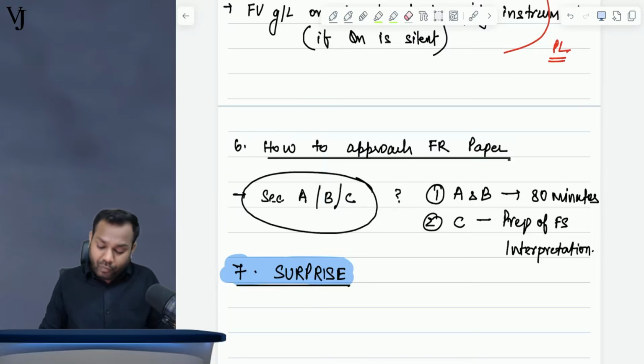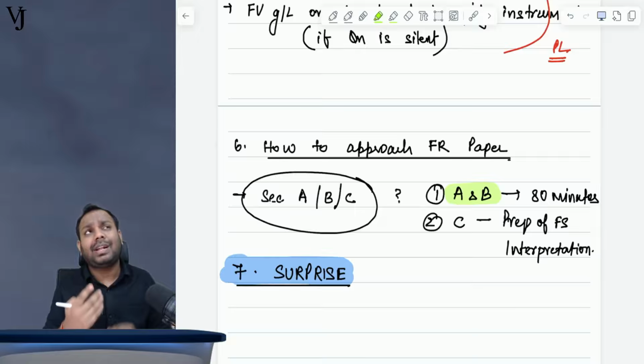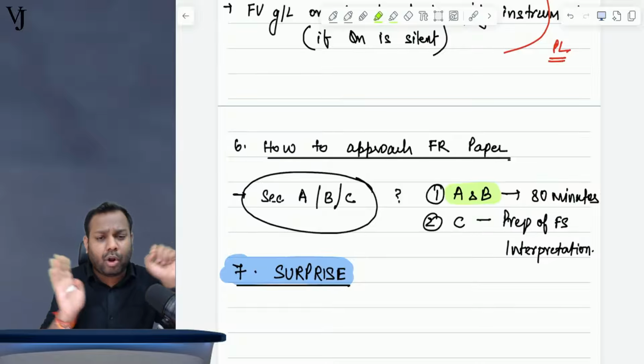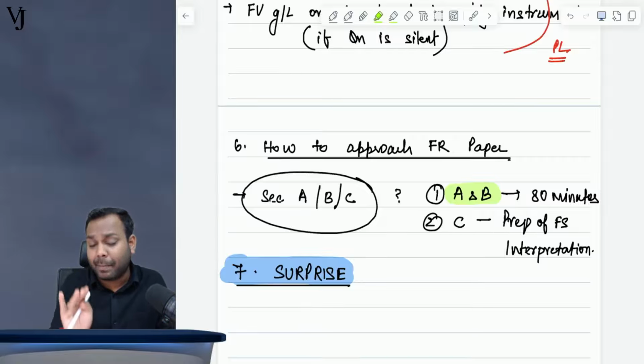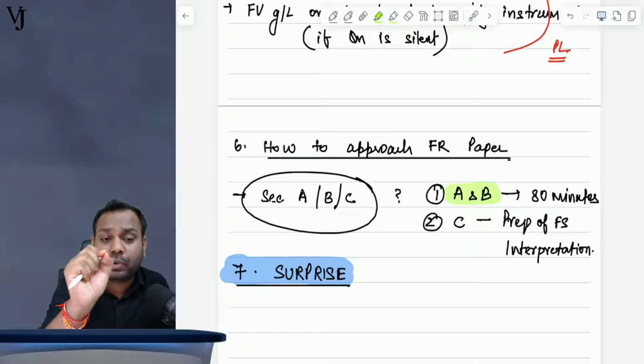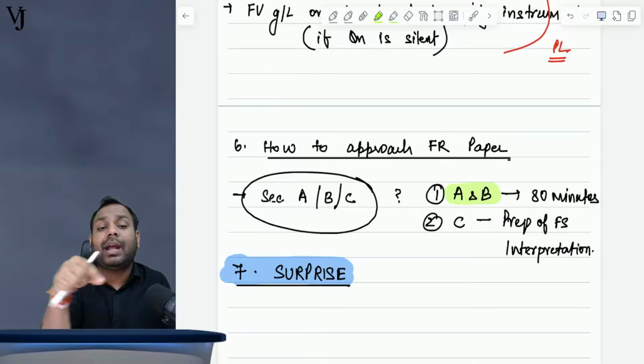But now when you are approaching section A and section B, and if you see that there is some complex question, or you don't know the answer of it, or you think that this question will take a lot of time, what I will recommend here is just flag that question and move ahead.